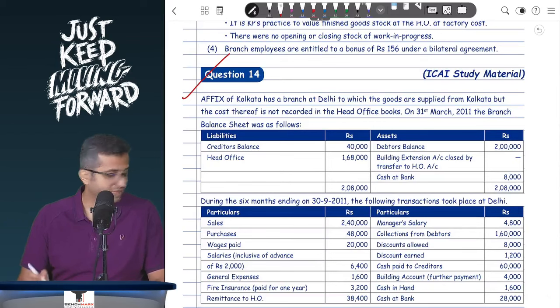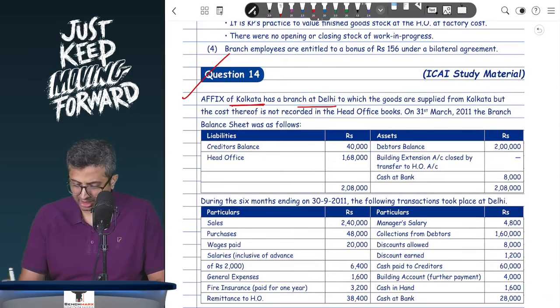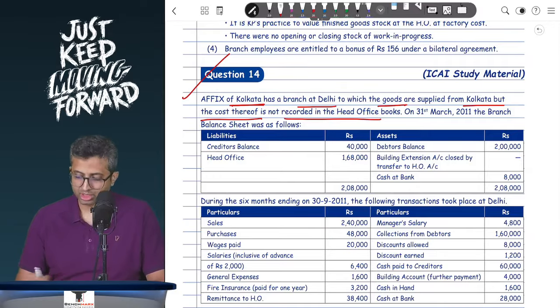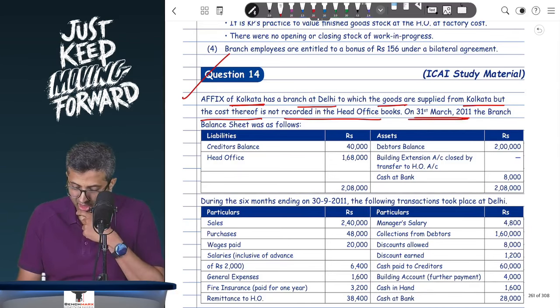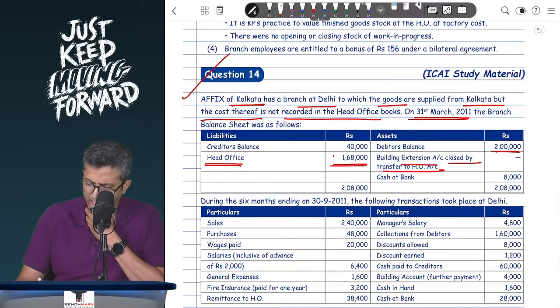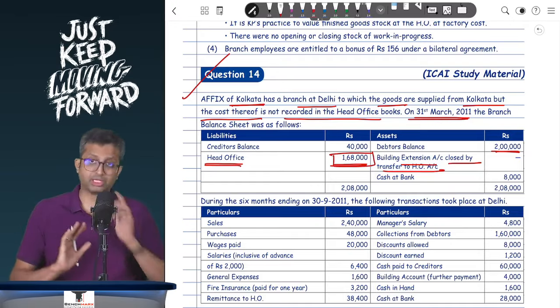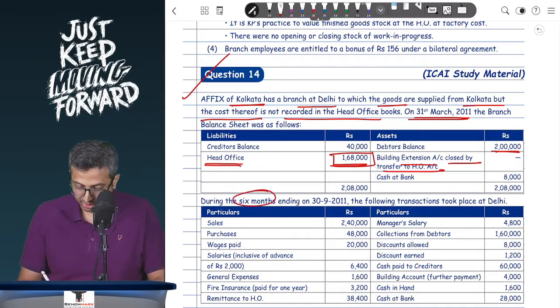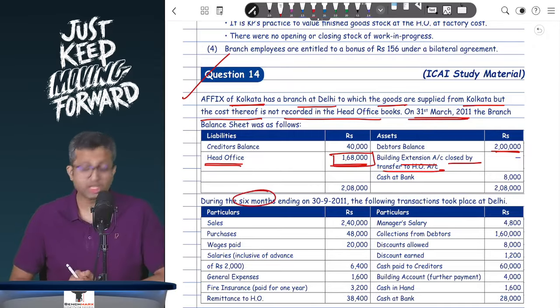Now, Affix of Calcutta has a branch at Delhi to which goods are supplied from Calcutta, but the cost thereof has not been recorded in the head office books. On 31st March 11, the branch balance sheet was as follows. So you've been given the branch balance sheet. Creditors, and within the branch, head office books are appearing. Then there is debtors, cash at bank, and building extension was closed by transfer to HO. So building would appear in HO's books during the 6 months. Now this is 6 months from 31st March 11 to 30th September 11.